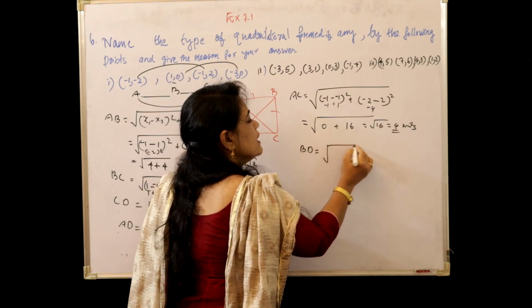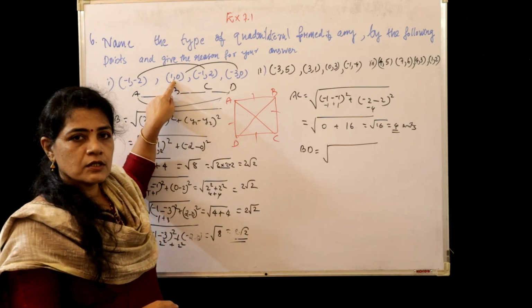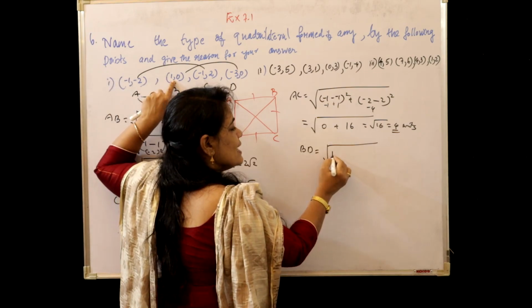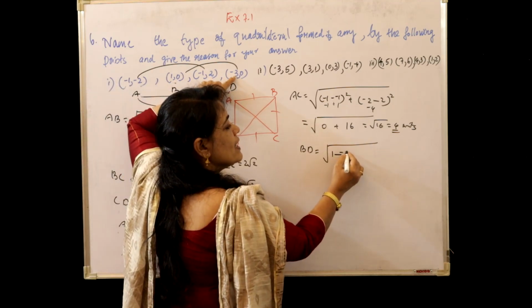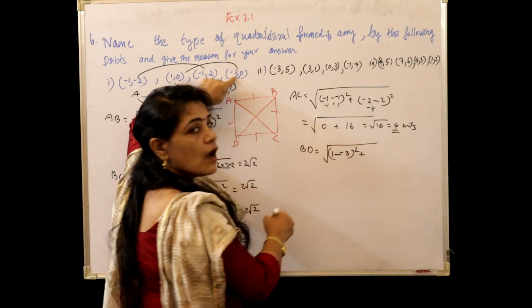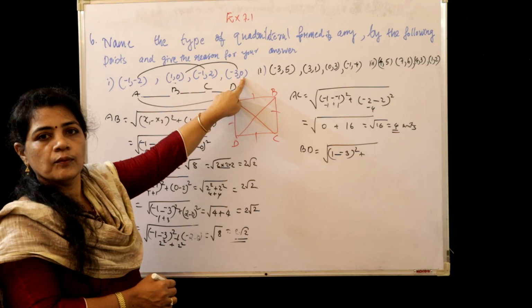Now, the second diagonal BD. Again we can take B as x1 y1 and D as x2 y2. So B is 1 comma 0. So 1 minus minus 3, whole square, plus y1 minus y2, that is 2 minus 0.